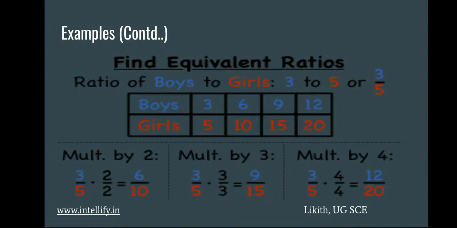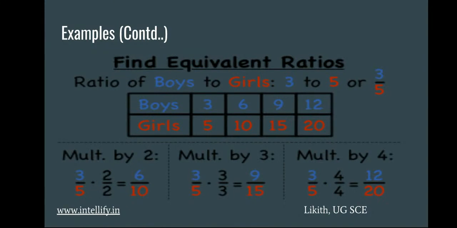Here is another example where we will find the equivalent ratios of boys to girls. There are 3 boys and 5 girls in a class, which is of the ratio 3 is to 5, and the fraction of the ratio is 3 divided by 5. I am going to multiply 2 to the numerator as well as to the denominator, as we see here. So 3 into 2 divided by 5 into 2, which is nothing but 6 by 10.